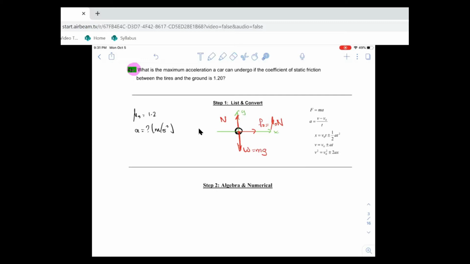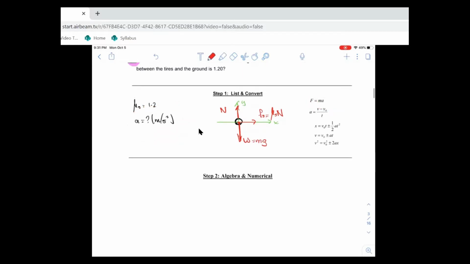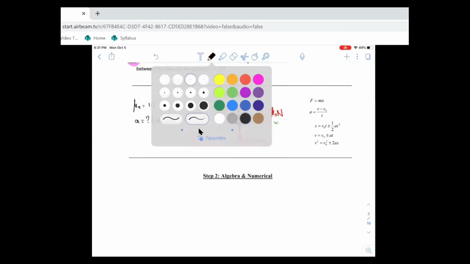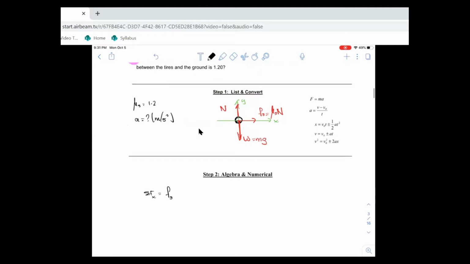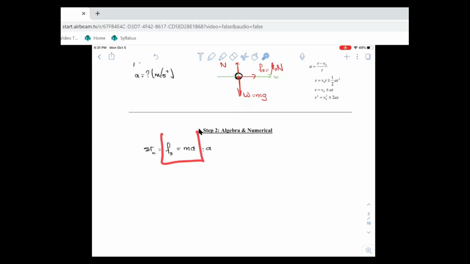So how do we do this problem? Acceleration is what I want. Here's the formula. This is the net force. The net force in the x direction is the static frictional force acting in the forward direction. It's going to be responsible for the acceleration. So the active portion of the formula is right here. Get rid of the mass.